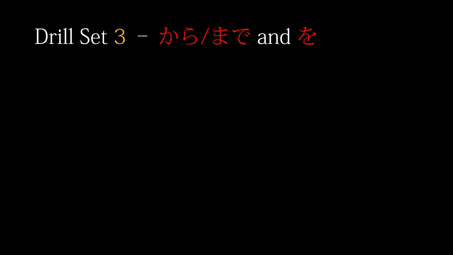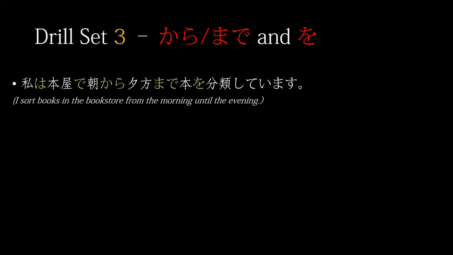And let's see the results of our final drill set. Our first sentence. 私は本屋で朝から夕方まで本を分類しています. Or, I sort books in the bookstore from the morning until the evening. Here we have the textbook examples of usage when it comes to the wa, de, kara, made, and o particles.